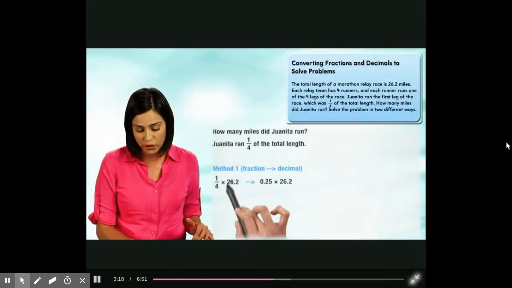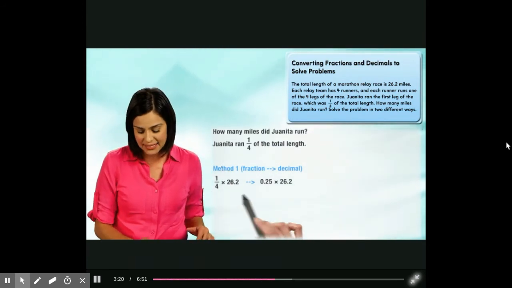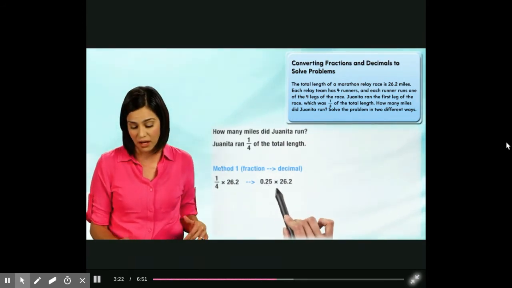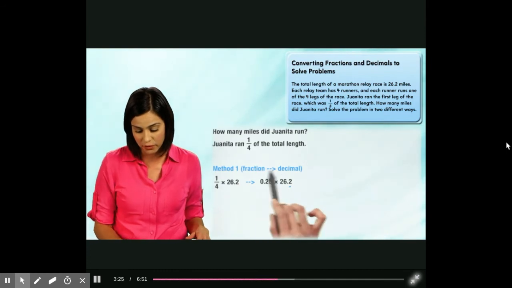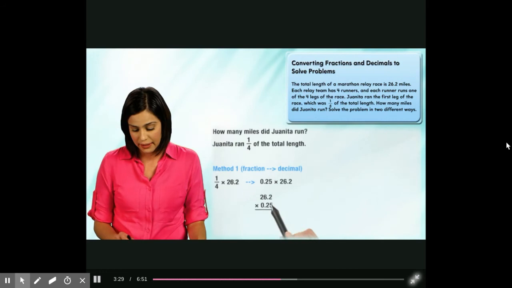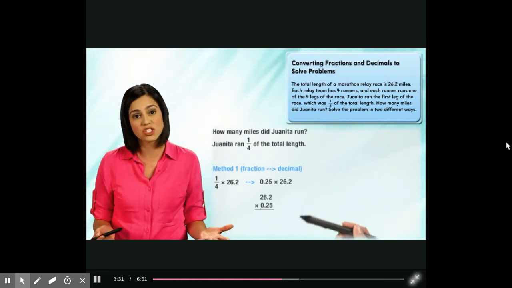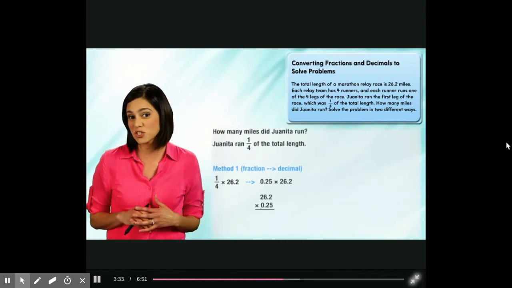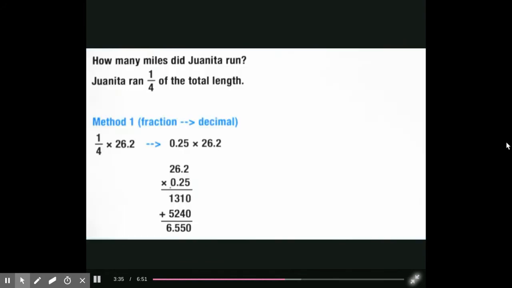Next, we can set our multiplication up, and if you take some time to do it and get the following, then you are correct. Here is our answer. So we have 6.55. Remember, we can drop that 0 because these 2 decimals are equivalent. 6.55 miles. Always write your units. And there you have it. Using decimals, we get that Juanita runs 6.55 miles.